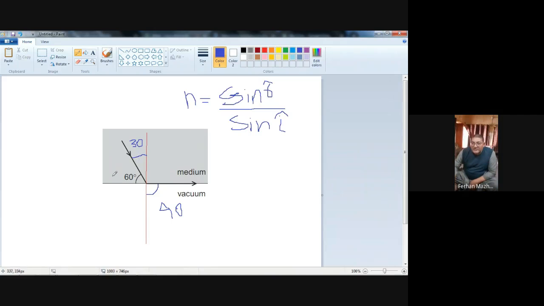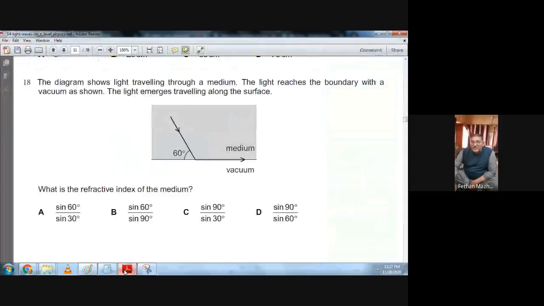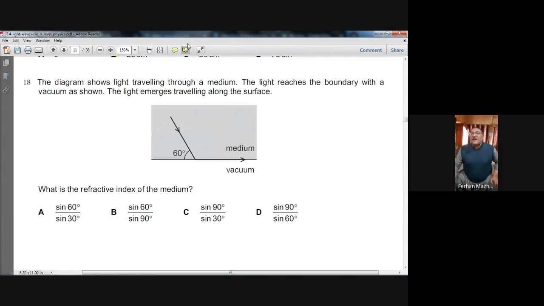So let's check. Do we have this option? Sine 90 divided by sine 30. So C is the right choice. See, these questions are a bit tricky. Sine 90 divided by sine 30.